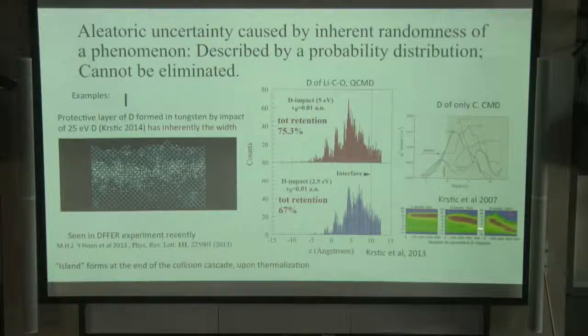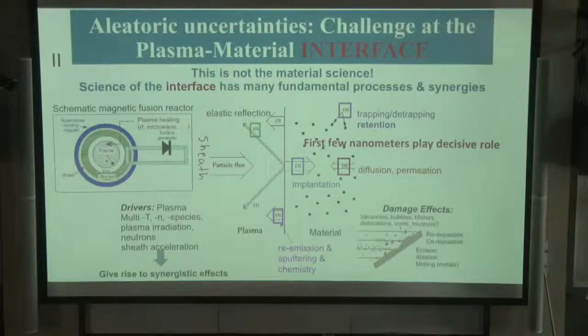You can see it in a 2D picture also this way. That corresponds to the impact energy. So if it is 30 electron volts, the deformation of the interface as well as the depth is bigger, 5 electron volts less, but that's all. It always creates that. Even if you do quantum classical molecular dynamics, shown here for a lithium, carbon, oxygen mixture, you again get a similar picture, somewhat wider. So this is an example of aleatoric uncertainty that cannot be avoided.